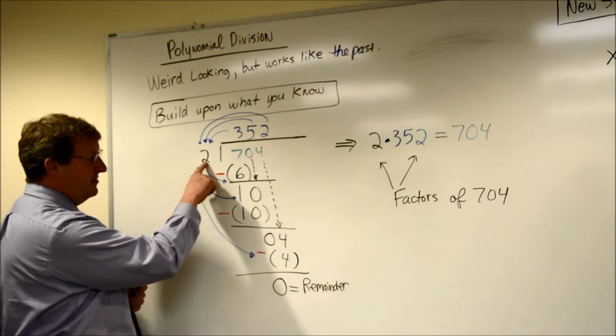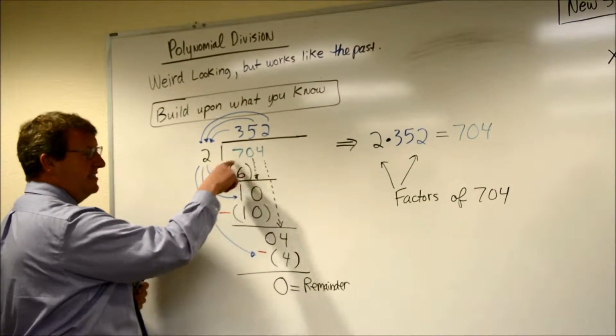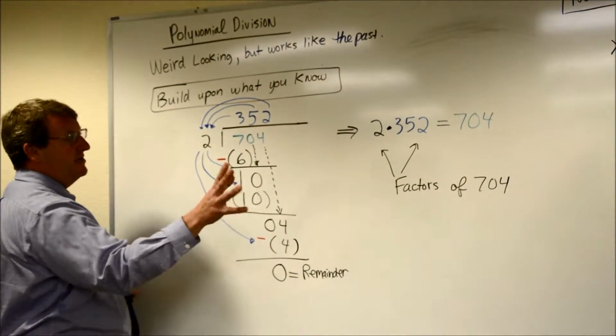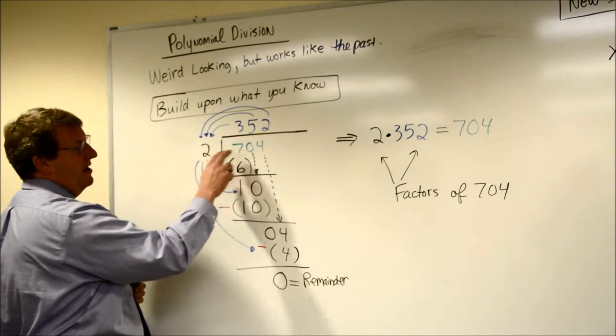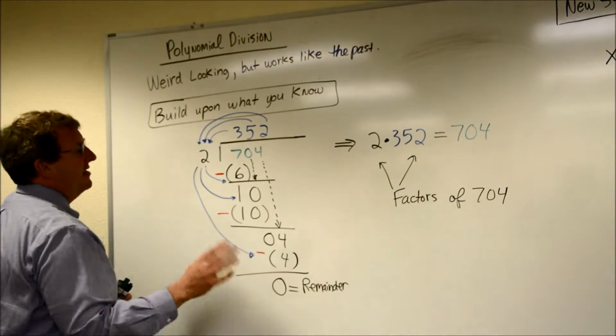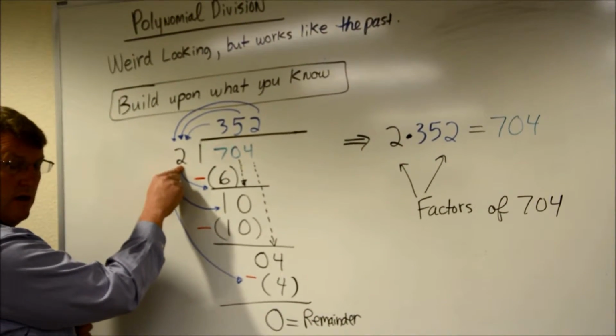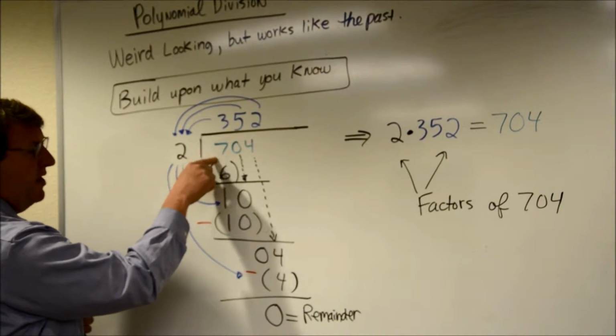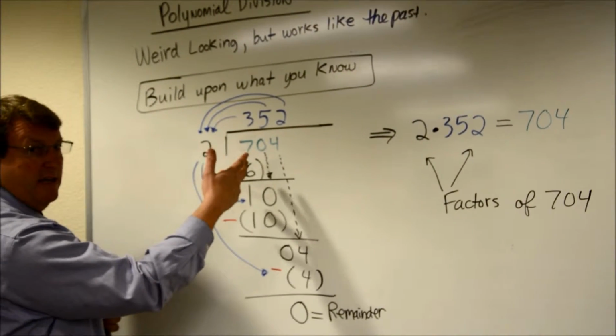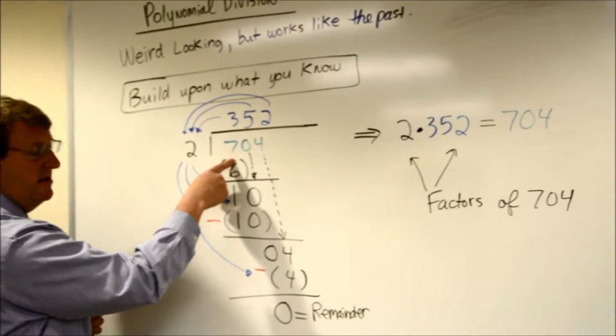Do you remember how division looked? 2 divides into 704. Notice I did color theory. I got black, I got green, and I got blue. Now, if you remember, the first thing we did is we said, look at this term here, 2. 2 times what gives me 7, or what's the closest I can get? 2 goes into 7 how many times?